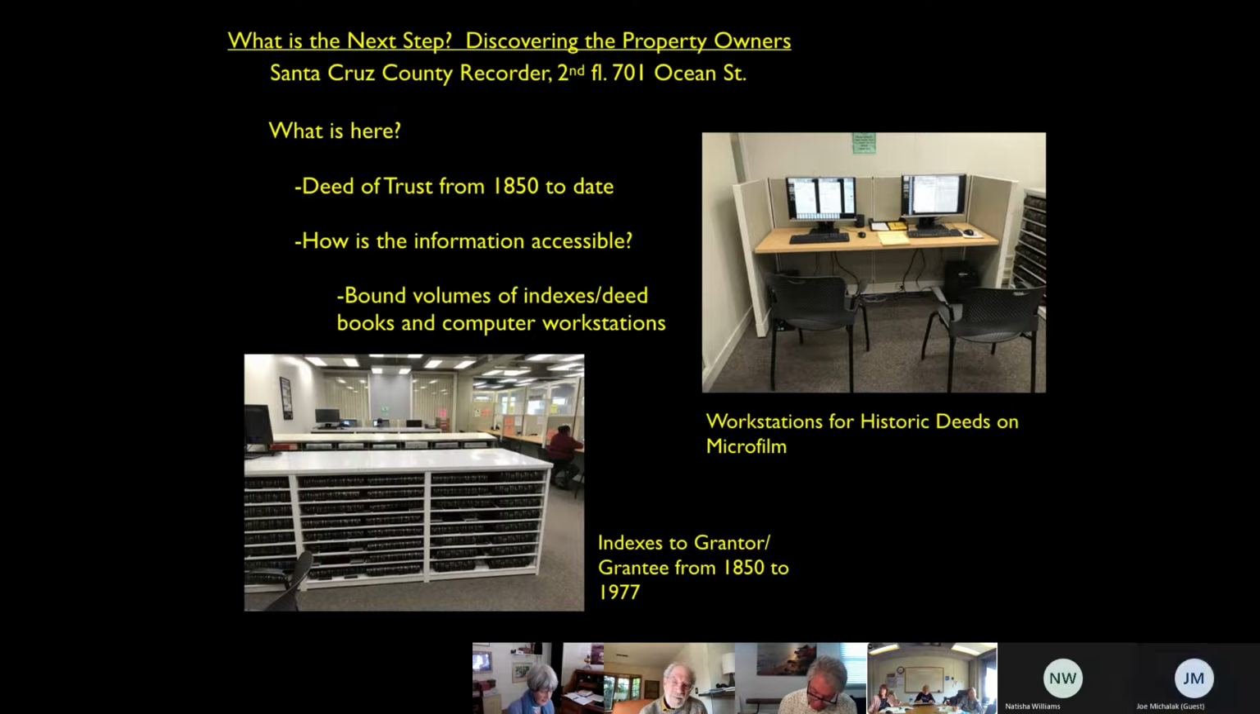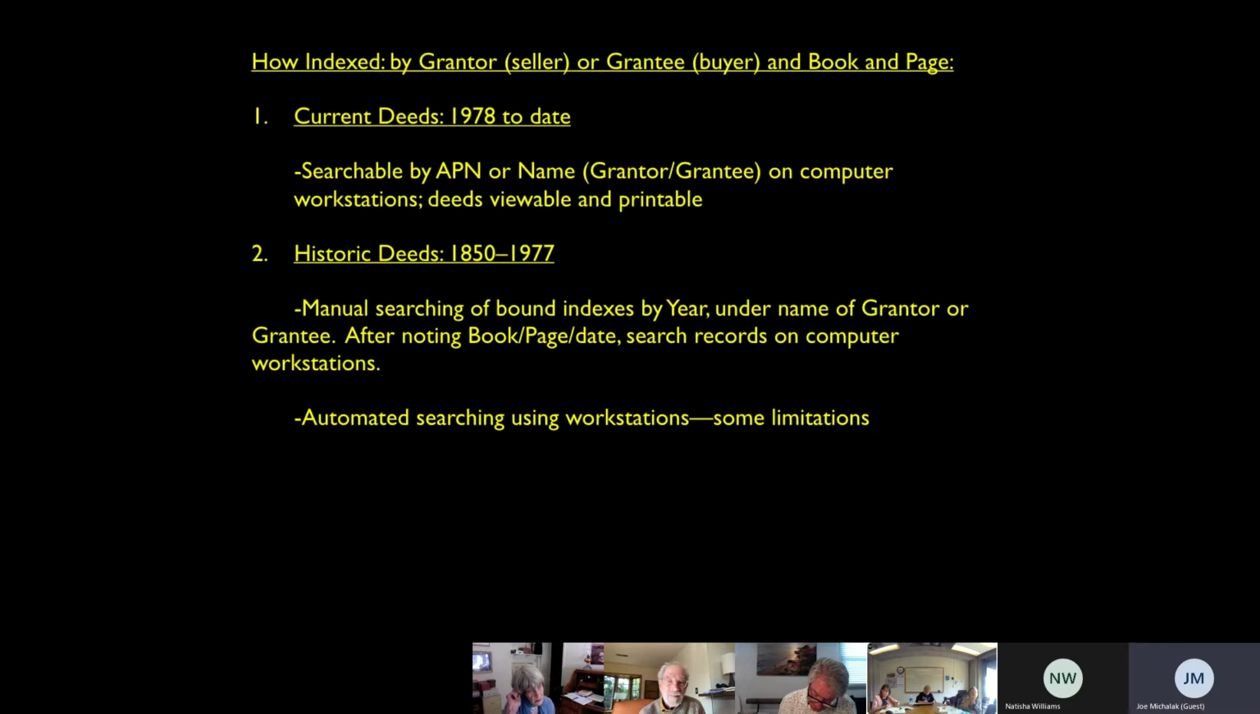What I do is I photograph that because I don't want to pay $2 every time I get a deed of trust. And you can get 10 or 20 of these for any property you're researching if you want to compare the actual deed description from year to year. So I just photograph it with my smartphone, and it's not the greatest resolution, but you get the basic content of it. So with current deeds, 78 to date, they're searchable on those workstations by APN or the name of the grantor or grantee.